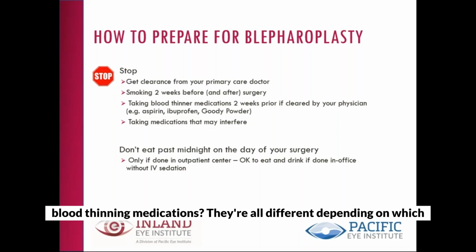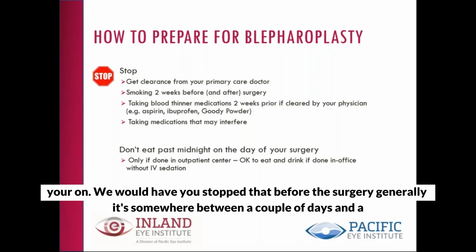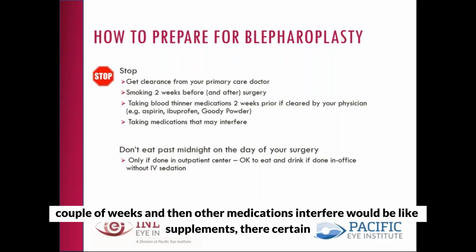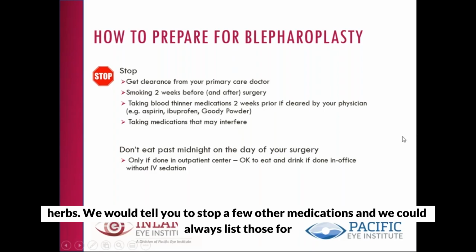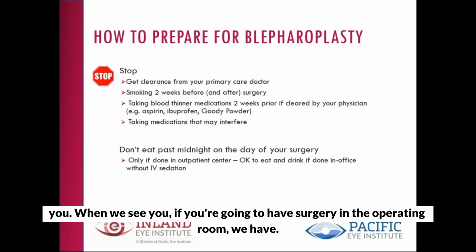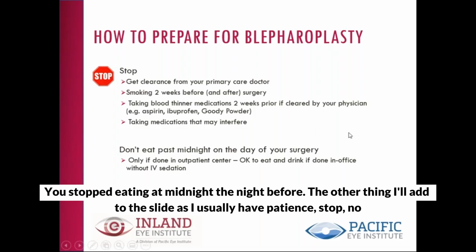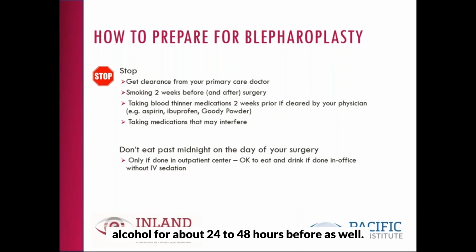Patients who take blood thinning medications, they're all different depending on which medication you're on. We would have you stop that before the surgery. Generally, it's somewhere between a couple of days and a couple of weeks. And then other medications that interfere would be like supplements. There's certain herbs we would tell you to stop, a few other medications, and we could always list those for you when we see you. If you're going to have surgery in the operating room, we have you stop eating at midnight the night before. The other thing I'll add to the slide is I usually have patients stop alcohol for about 24 to 48 hours before as well.